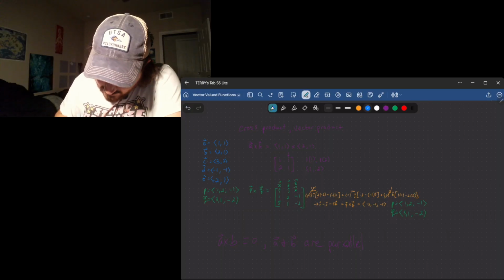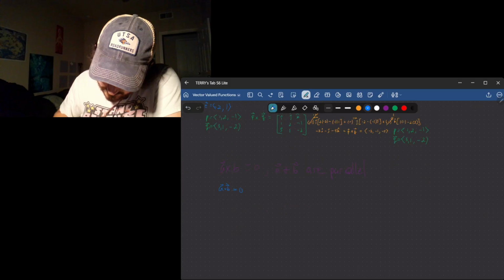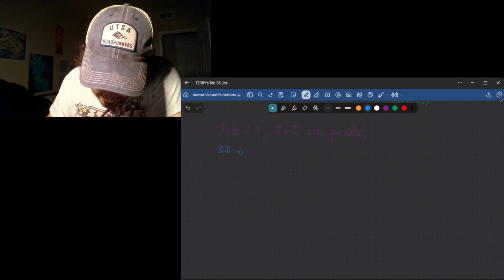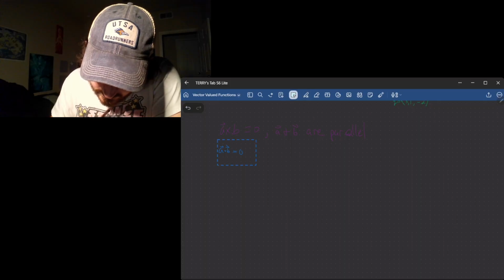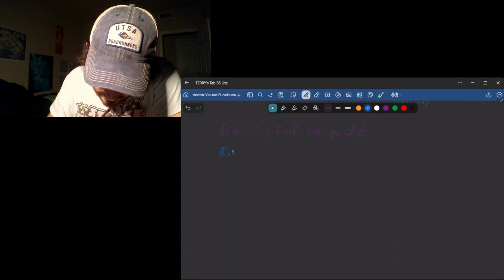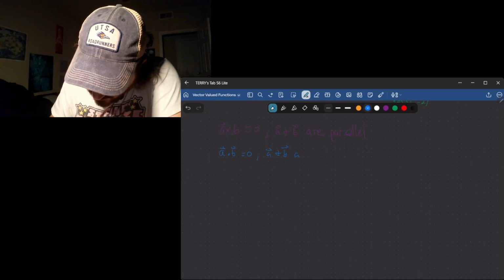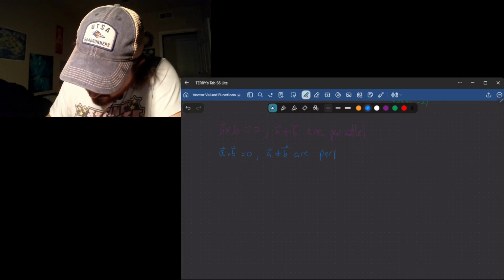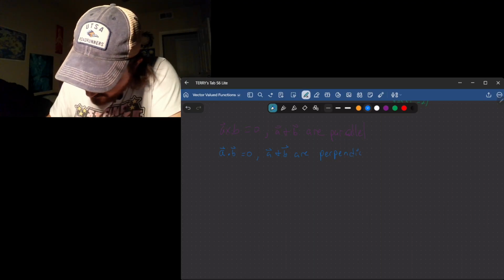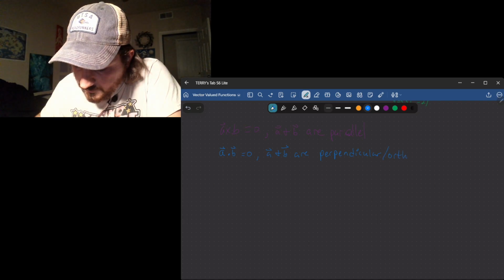Okay, and then if you get A dot B equals 0. Man, my tablet does not like the bottom of the screen. Okay, A dot B equals 0, then A and B are perpendicular. If they're in 2D, it's perpendicular. If they're in 3D, you call it orthogonal.